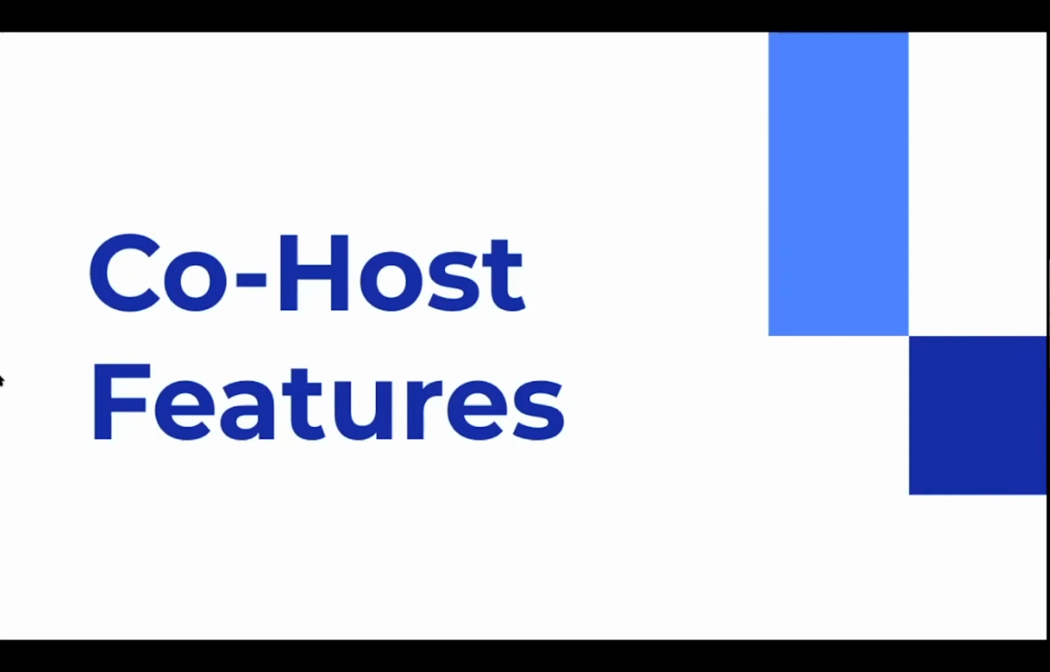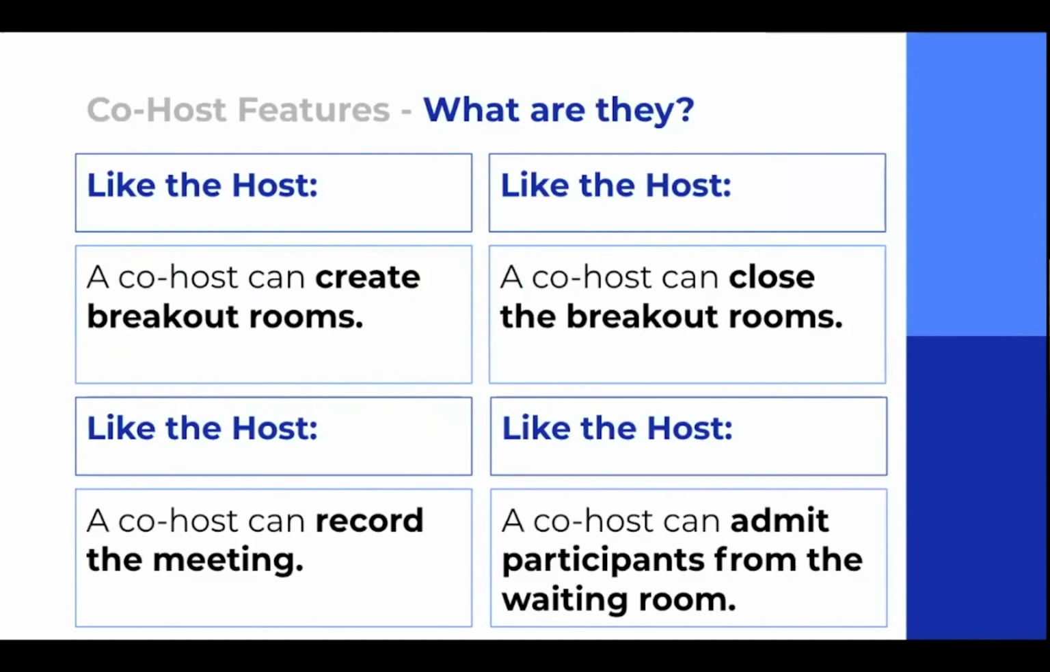So earlier we covered all of the different features that you would have access to if you were the host. This next section of the presentation focuses on the features that you would have access to as a co-host. So a co-host is a second person who has similar ability to a host. However, a co-host has more limited features. So they're not able to do everything that a host can do, but they can do some of the things a host can do. And on this next slide, we highlight a few of the features that a co-host can access similar to the host.